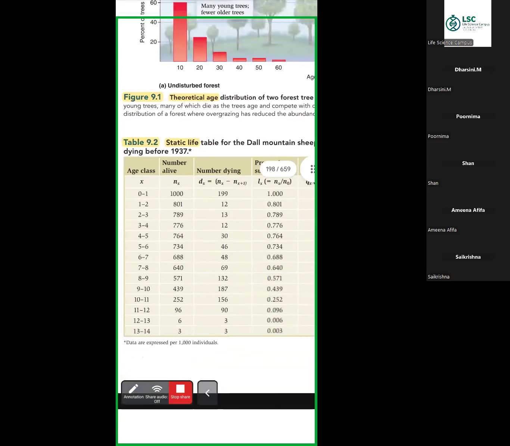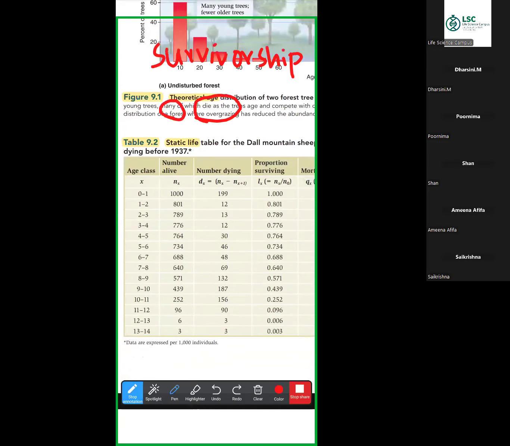So at the start of the age class means, this is the N0 for the whole age class. The start of the age class is 0 to 1, and the number of individuals alive is 1000. For the whole age class, N0 will always be 1000. So proportion surviving is given by Nx by N0.